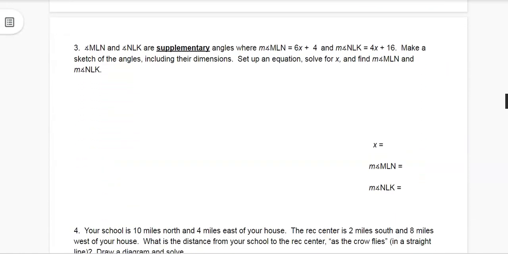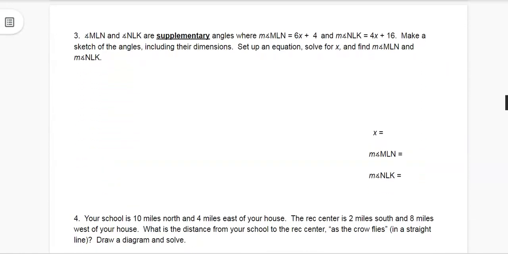All right, scrolling on down to number 3. Looks like we have 2 angles that are supplementary. So, I could draw the picture here. It says it wants me to. So I'm going to draw a picture. I'm actually going to make these 2 a linear pair. I don't have to make them form a straight line. They could be separate, but I'm going to make them adjacent.